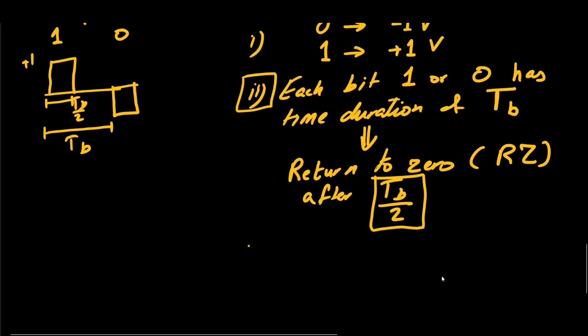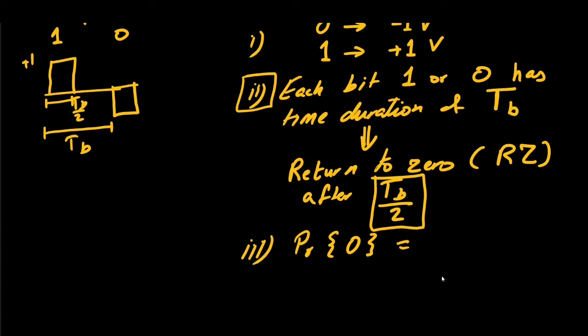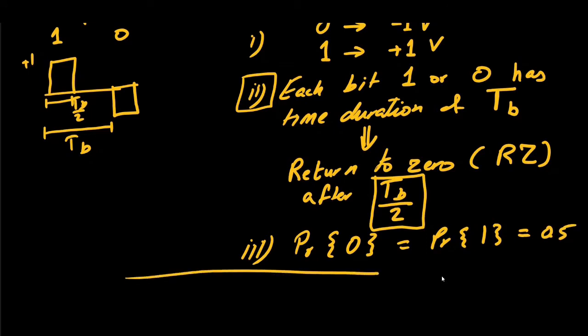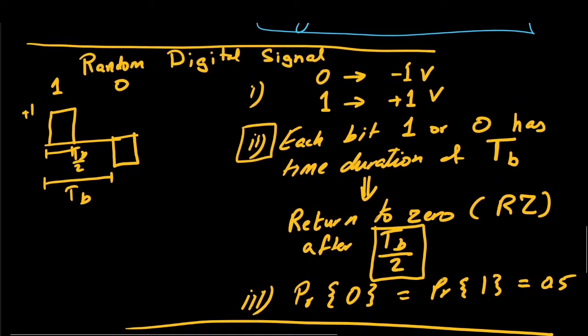And finally we are saying that the probability of 0 is equal to the probability of 1, and this is 0.5. That is, bits 1 and 0 are equally probable. So we have these three pieces of information about the random digital signal.